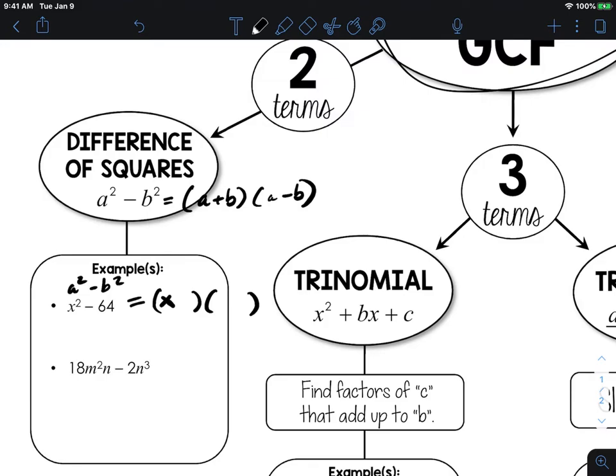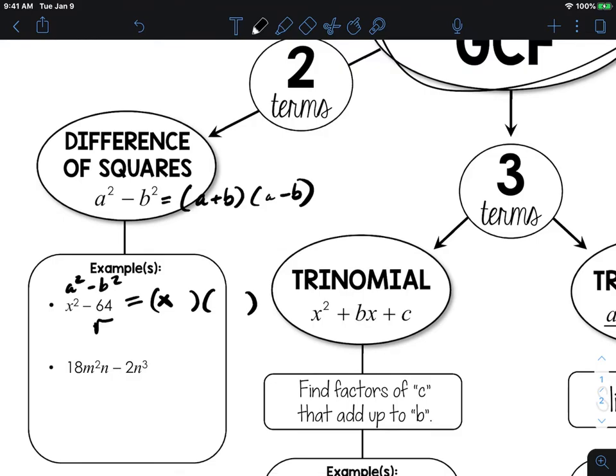And then what's the square root of 64? What am I doing that for? Because if I take the b squared and square root it, the answer would be b. And I want the a plus b and the a minus b. So my a here was an x. And my b here in this case is going to be what? The square root of 64, which is going to be 8. So x plus 8 and x minus 8.